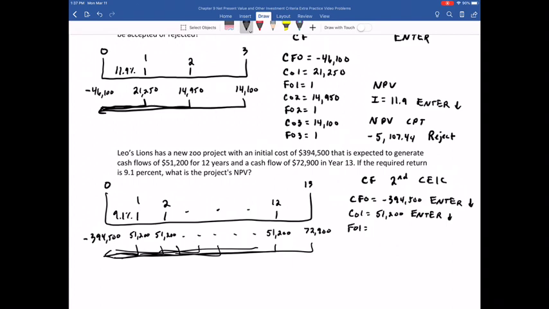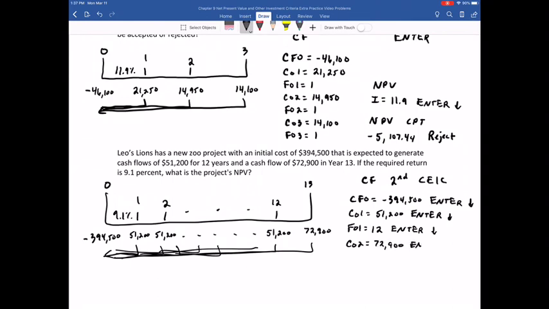In this case, I have the same cash flow occurring 12 years in a row, so I can actually change this to a 12 and then hit enter to store and tell my calculator that cash flow occurs 12 consecutive years. When I push down and I get to CO2, my calculator now knows that this is actually the cash flow in year 13 that would need to be discounted back 13 periods since I changed the frequency of that first cash flow. So CO2 would be the next year's cash flow, in this case, year 13, $72,900.